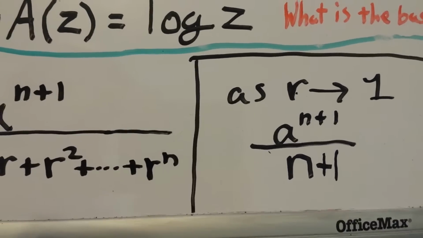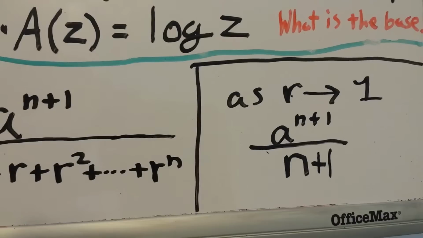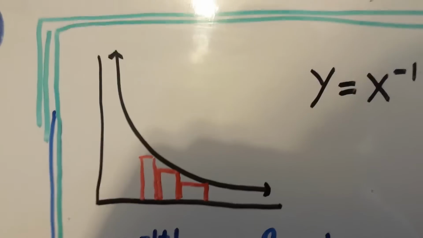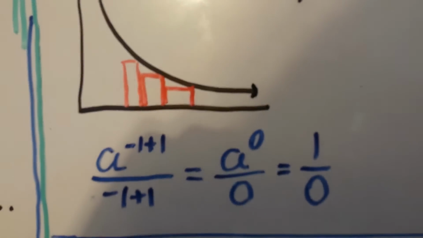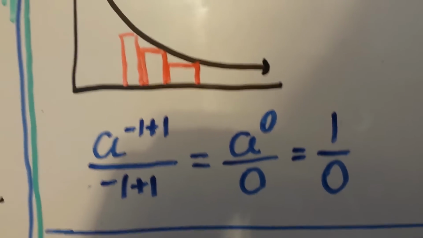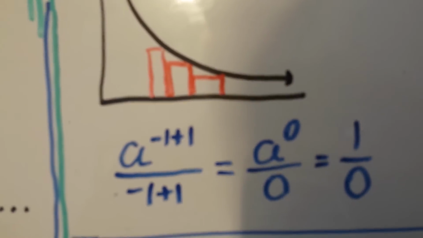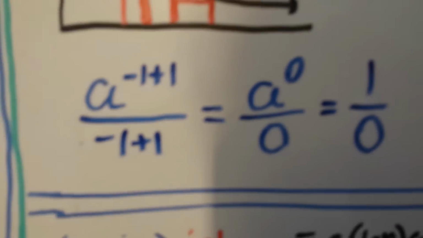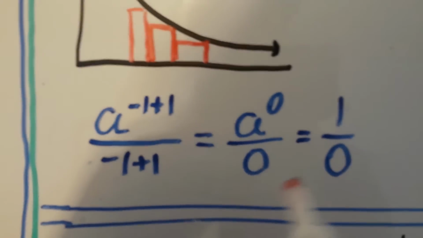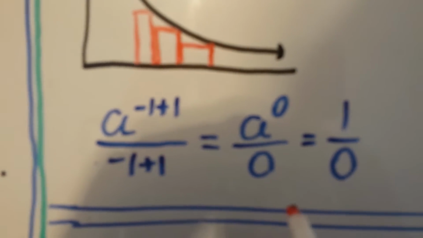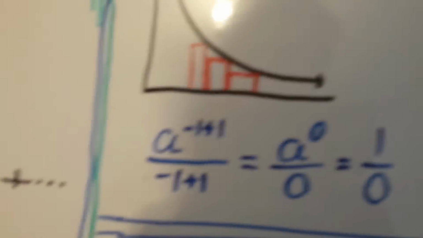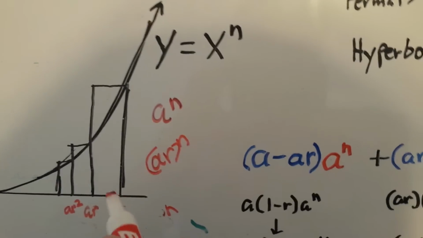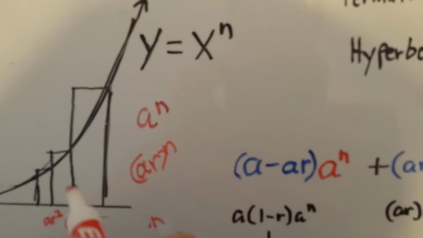Okay, so that's what Fermat did, although it doesn't work for our hyperbola y equals x to the negative 1, because if we put in a negative 1 for n, we get this expression, which is a big no. We can't do that. We can't have 0 as the denominator.